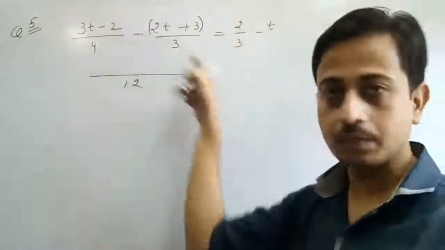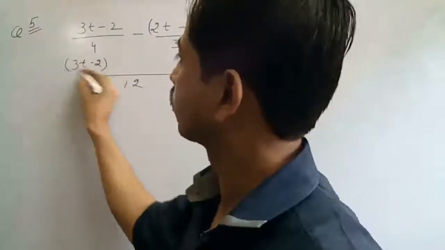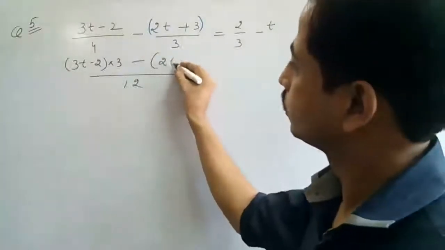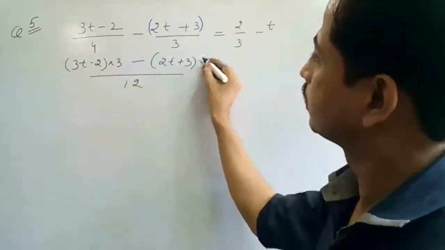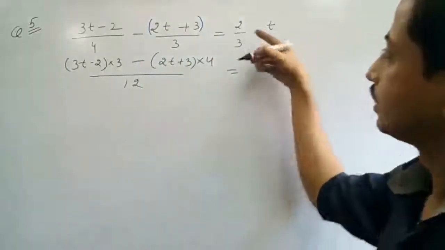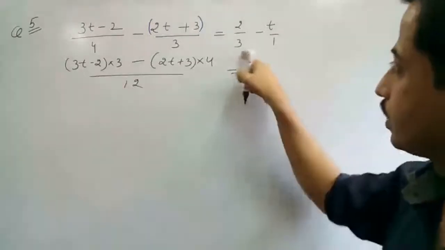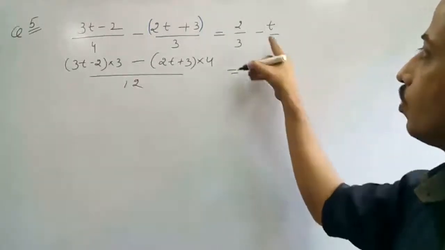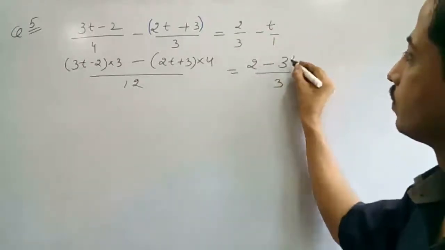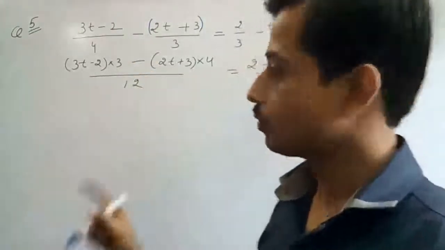12. Now cross multiply. 3t minus 2, cross multiply it with 3, same, 2t plus 3, cross multiply it with 4. Same here. This is in terms of fractions, so try to make it rational also. Now 3 into 1, 3. 1 into 2, 2. 3 into t, 3t. Now solve this. Please multiply very carefully.